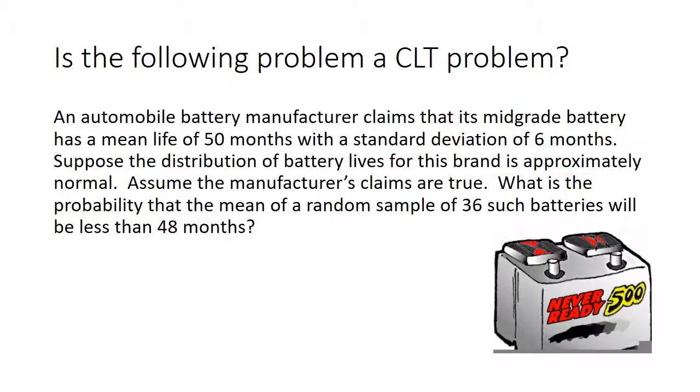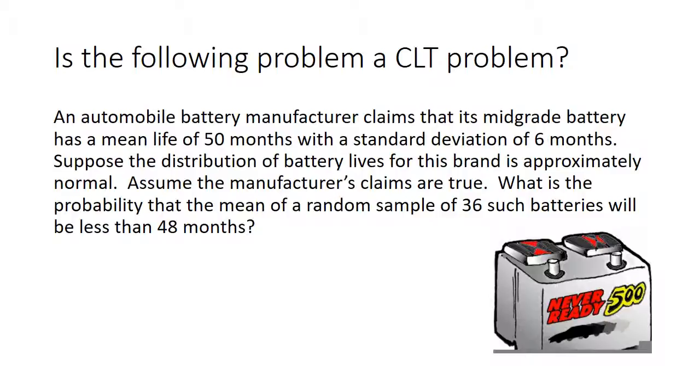How about this one? An automobile battery manufacturer claims that its mid-grade battery has a mean life of 50 months with a standard deviation of 6 months. Suppose the distribution of battery lives for this brand is approximately normal. Assume the manufacturer's claims are true. What is the probability that the mean of a random sample of 36 such batteries will be less than 48 months? Is this a central limit theorem problem?